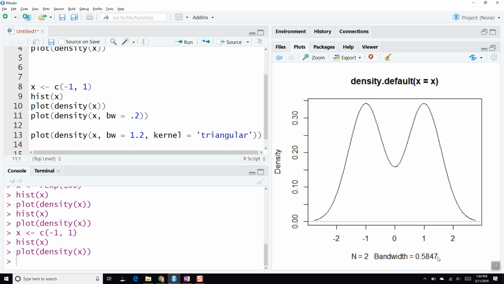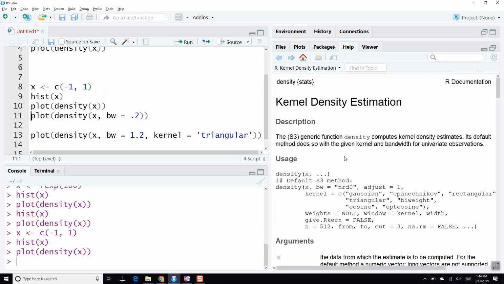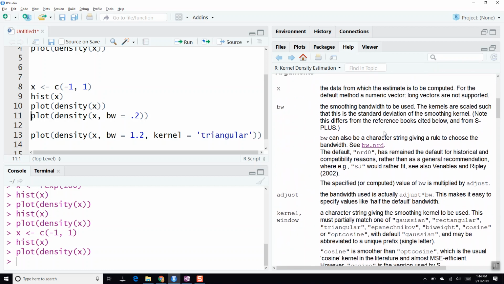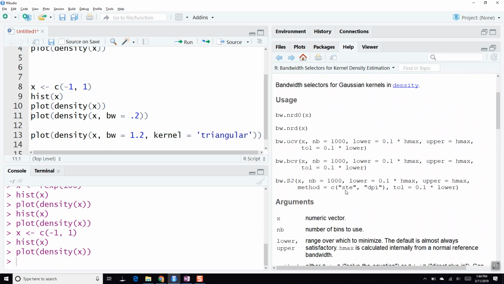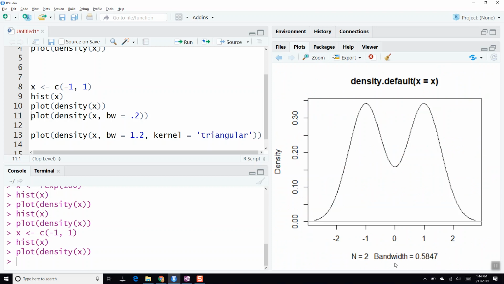There's this parameter called bandwidth, which states how wide or how narrow you want your mound of sand to be, okay? There's a default calculation for how the bandwidth should be calculated, and you can look this up in the help for the density function. Under bandwidth, there's a default that says bw.nrd0, and it says it uses this rule of thumb calculation, which is 0.9 times the minimum of the standard deviation or the interquartile range divided by 1.34, times the sample size to the -1/5 power, okay? That comes from a paper written back in 1986. But anyway, there is a rule for how the bandwidth is chosen by default, but this is just an arbitrary rule, okay? And you can specify the bandwidth yourself.